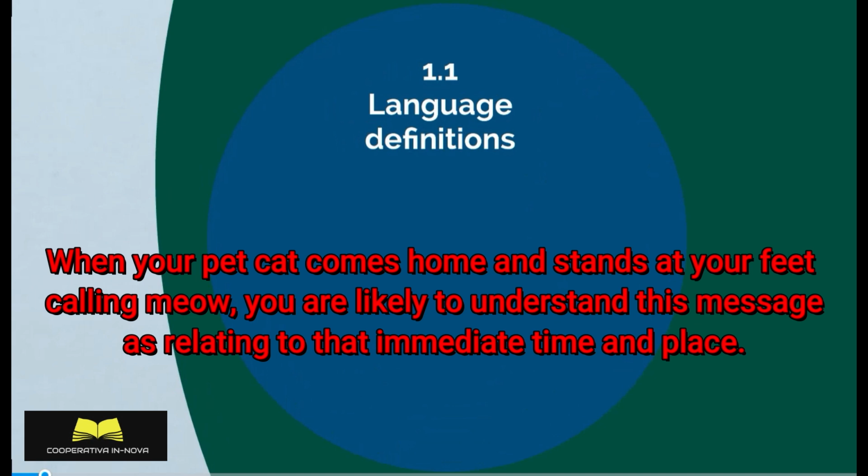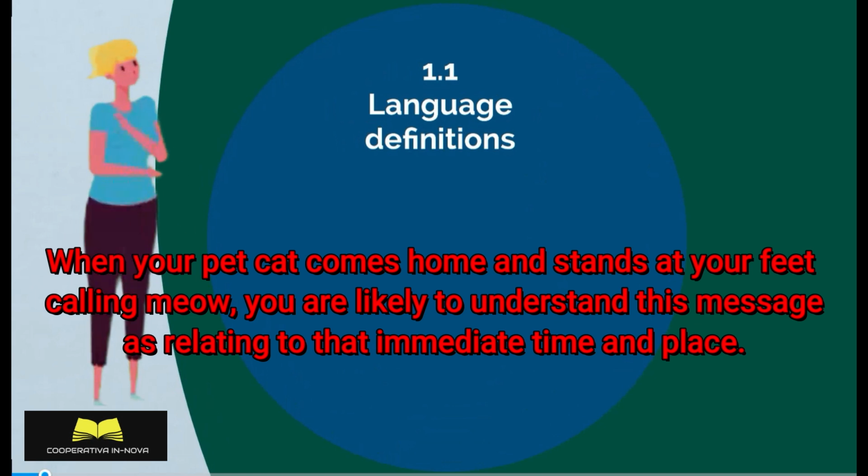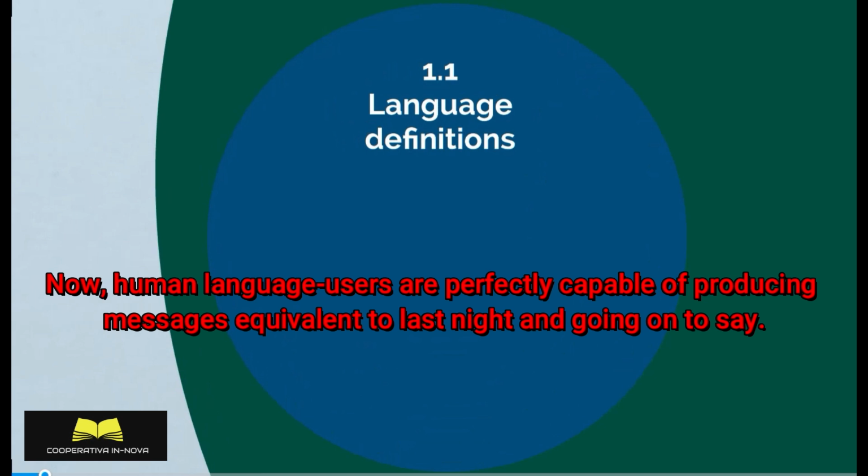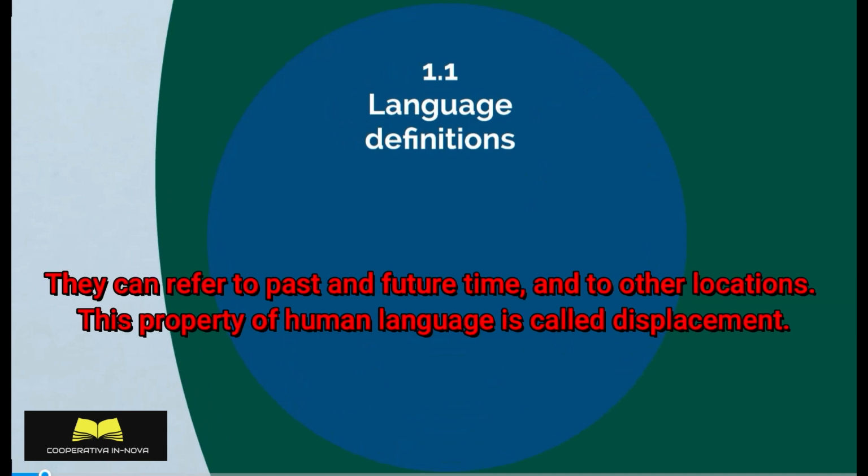B. Displacement. When your pet cat comes home and stands at your feet calling meow, you are likely to understand this message as relating to that immediate time and place. Now, human language users are perfectly capable of producing messages equivalent to "last night" and going on to say more. They can refer to past and future time, and to other locations.